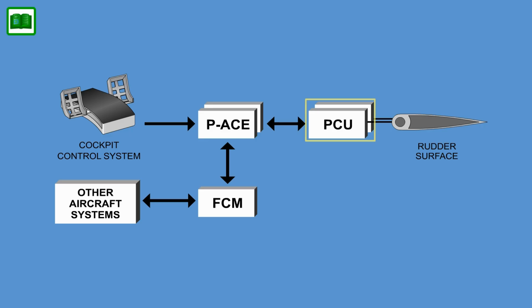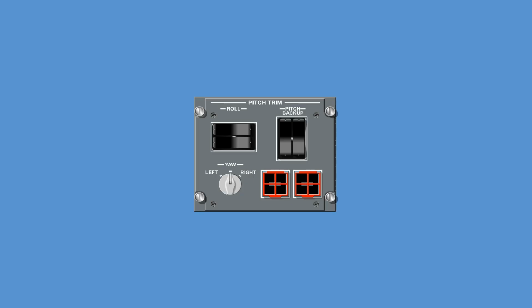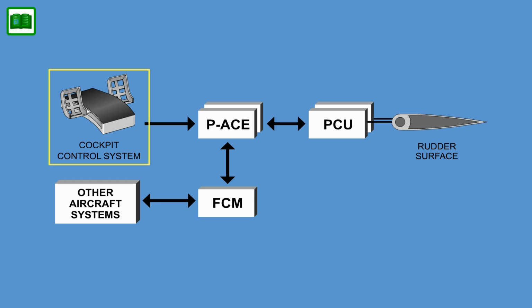With no mechanical connection between the rudder pedals and the rudder surface, a feel unit provides artificial feel and centering to the rudder pedals. The rudder control system is trimmed manually by using the yaw trim switch on the trim control panel. The system uses conventional pedal assemblies to drive the fly-by-wire rudder control system.